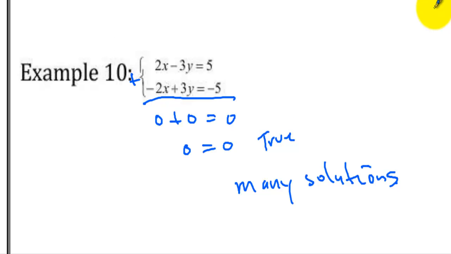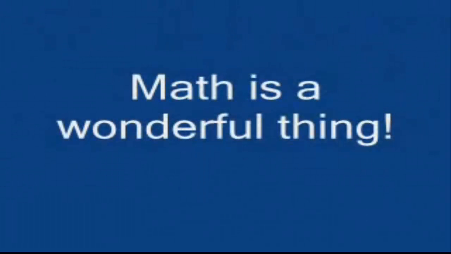Okay, there we go. That's our system of equations using the elimination method. Math is a wonderful thing. Math is a really cool thing.